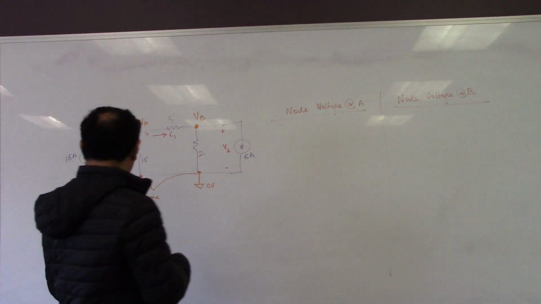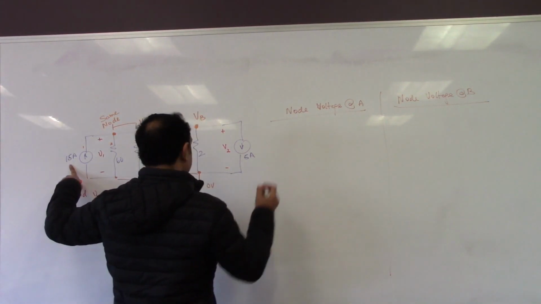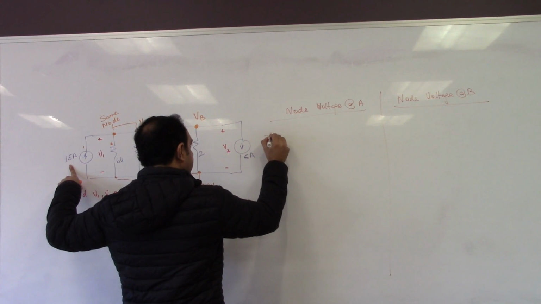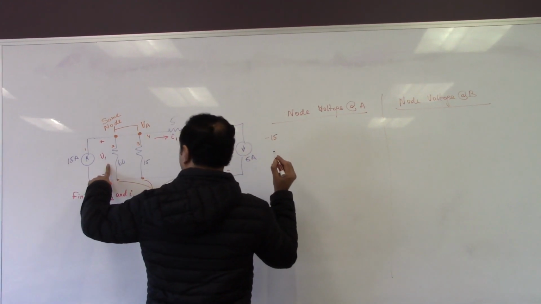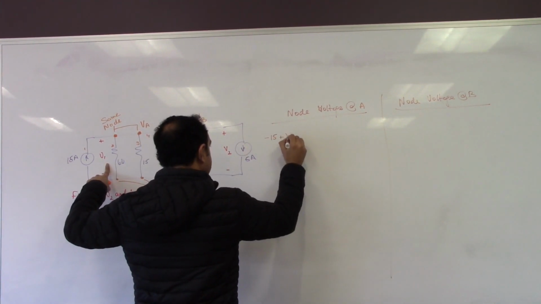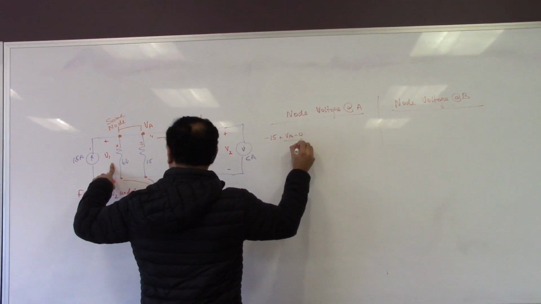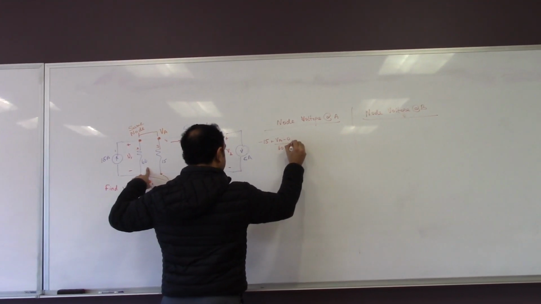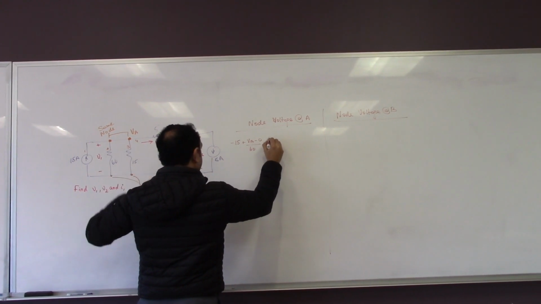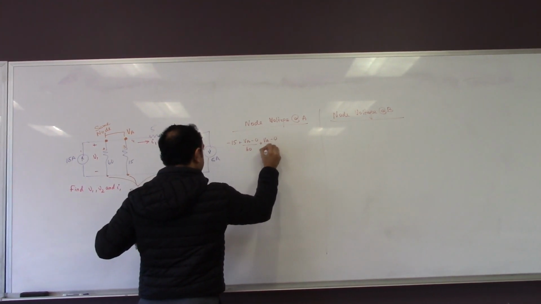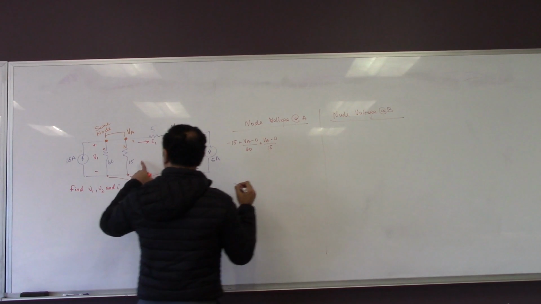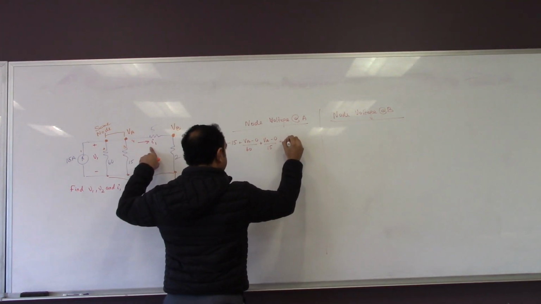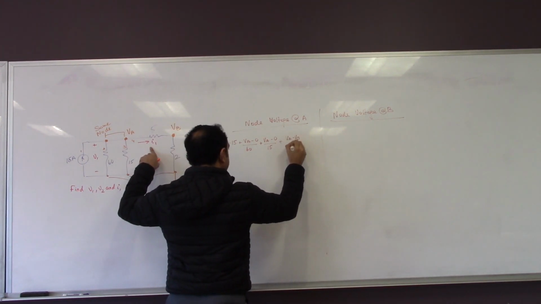Okay, so if you write it at A, incoming current, so that'll be minus 15. Okay, over here, I'll go here and say plus VA minus 0 divided by the resistance 60 plus VA minus 0 divided by 15. Okay, and over here, that'll be equal to VA minus VB divided by 5 is equal to 0.